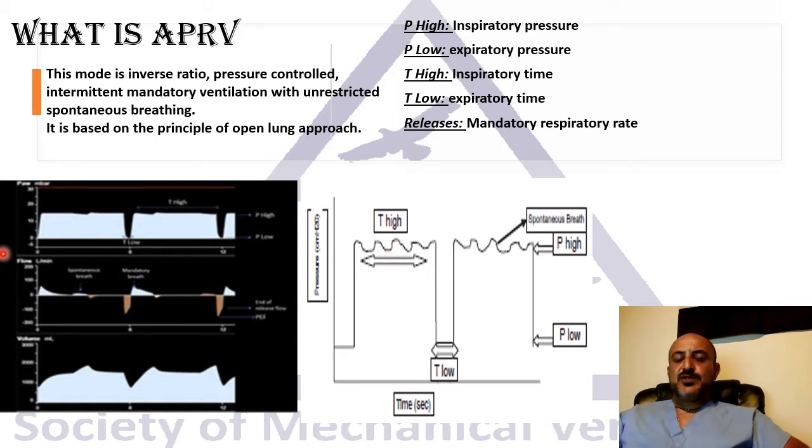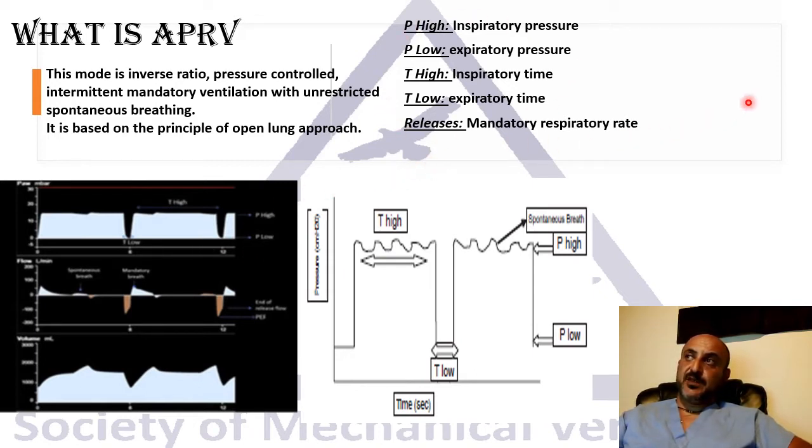Not to confuse this intermittent mandatory ventilation with SIMV, because in SIMV, whether it's pressure or volume, each time the patient breathes on top of the ventilator it will be a brand new breath, whereas in APRV it will be only a breath on top of the mandatory breath.